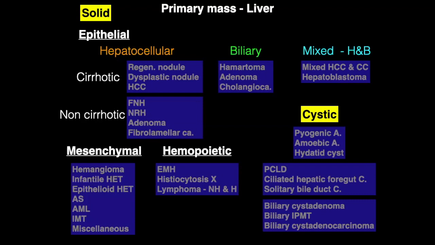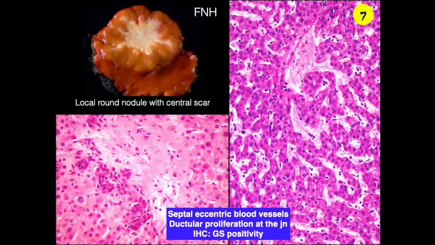In the epithelial, hepatocellular, biliary or mixed hepatocellular and biliary. In the hepatocellular, cirrhotic and non-cirrhotic. This is a classic view of focal nodular hyperplasia. Remember the renal oncocytoma, it will exactly look like that with a stellate scar. In the liver, whenever you see stellate scar, there are two differential diagnoses in a non-cirrhotic background. One is focal nodular hyperplasia, the other one is fibrolamellar hepatocellular carcinoma.